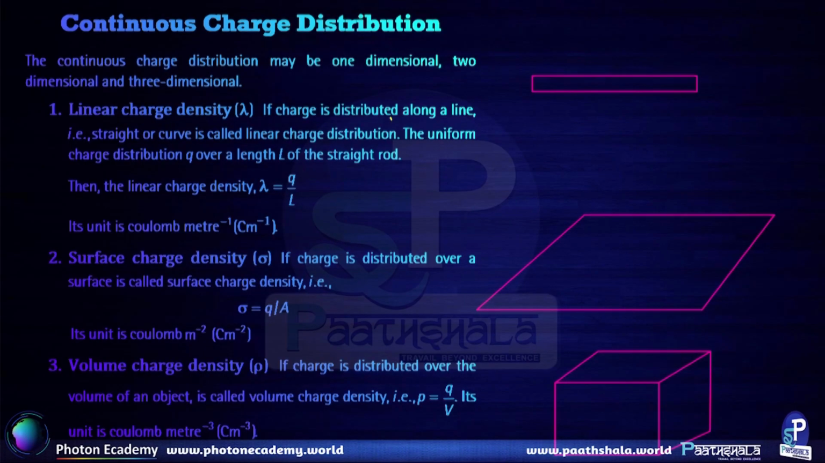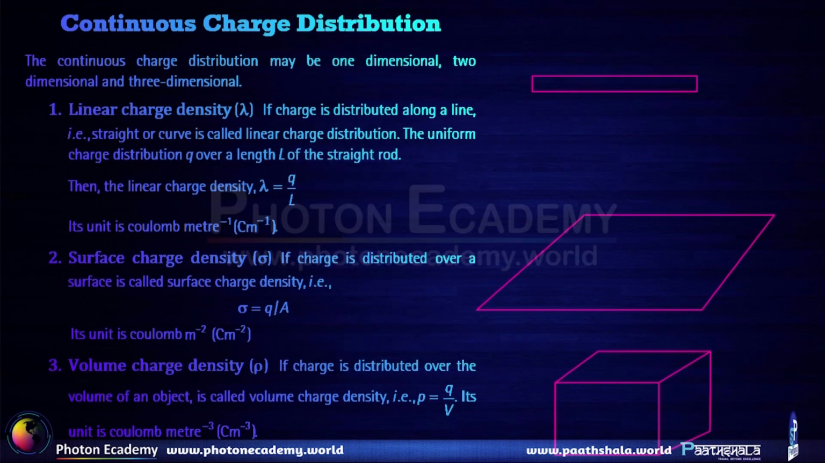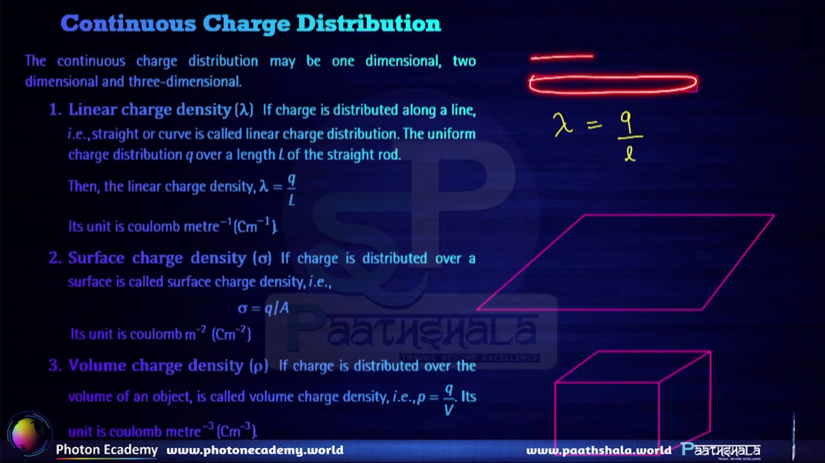Let us say we have a linear charge distribution, that is, charge distributed along a line. In that case, what can we say? We will have to define a term lambda, called the charge per unit length. So lambda is equal to charge divided by unit length. That is the total charge present on this line divided by the total length of this line.